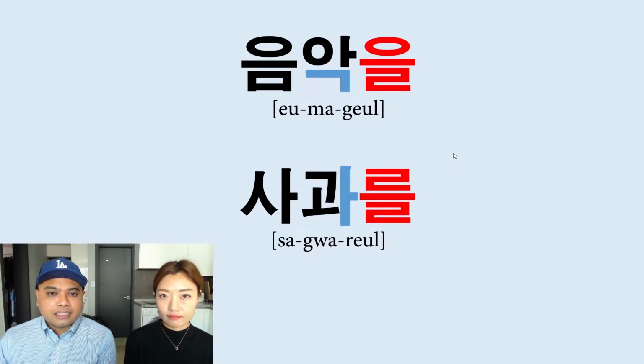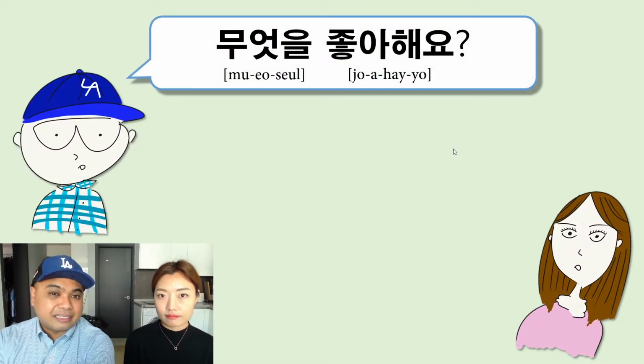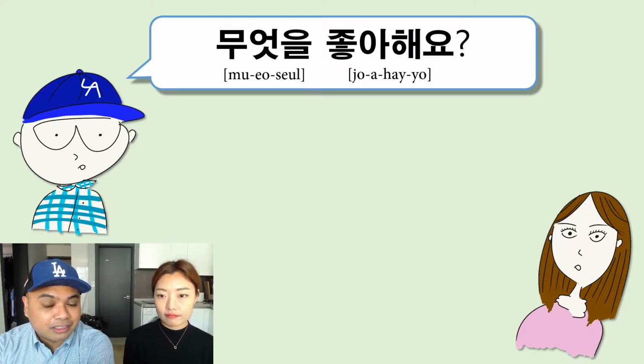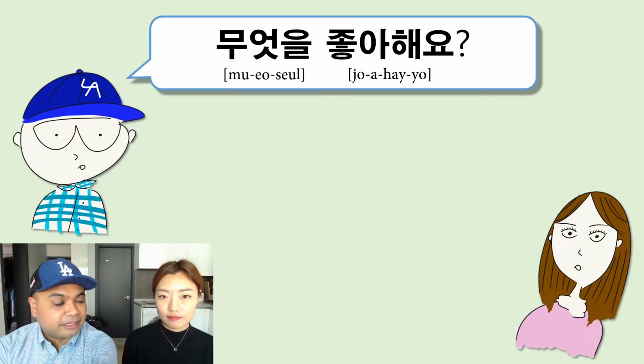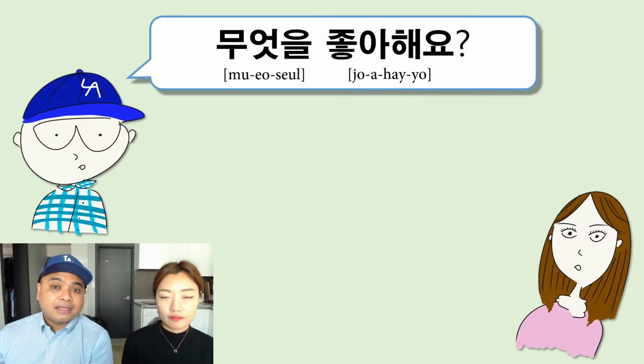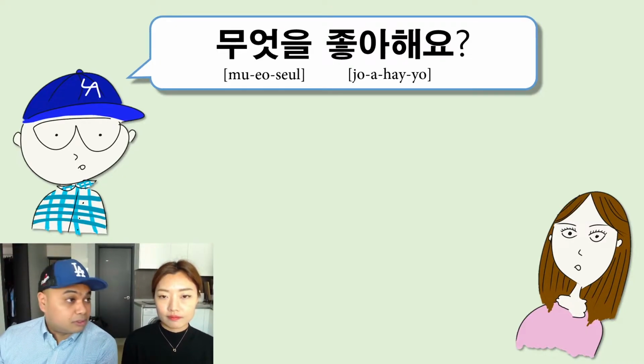So let's continue. Let's look at our first example and our first question. I'm asking Donna, 무엇을 좋아해요? Am I saying it correctly? Yeah, 무엇을 좋아해요? This means, what do you like? So when you're hanging out with your friend, you ask them, oh, what do you like? 무엇을 좋아해요? And then Donna needs to respond, right?